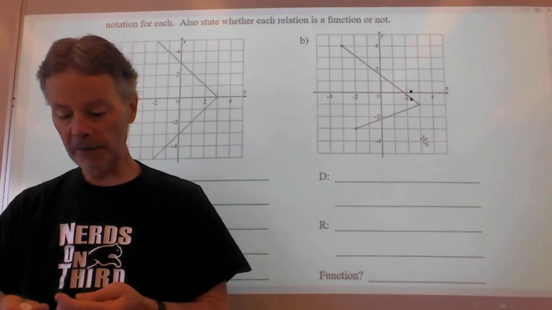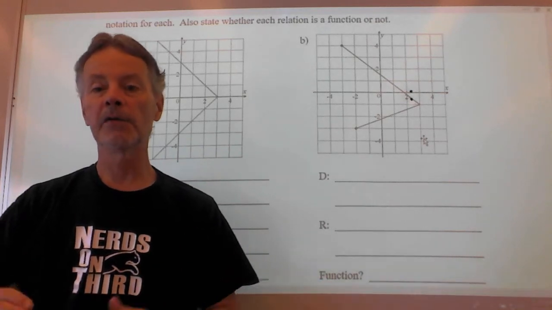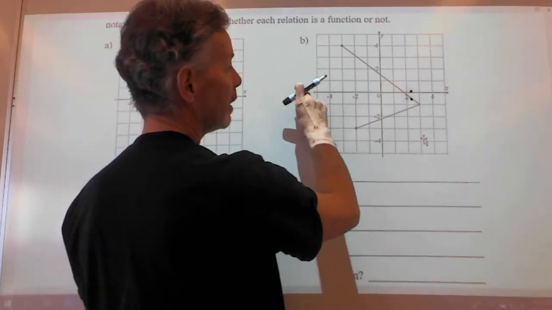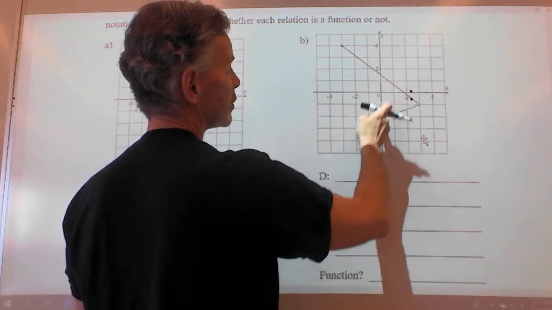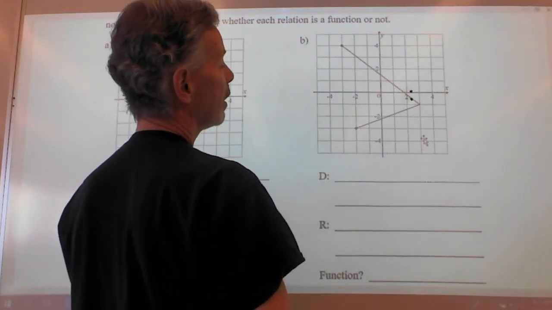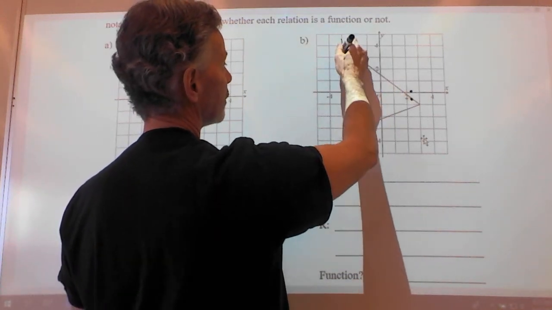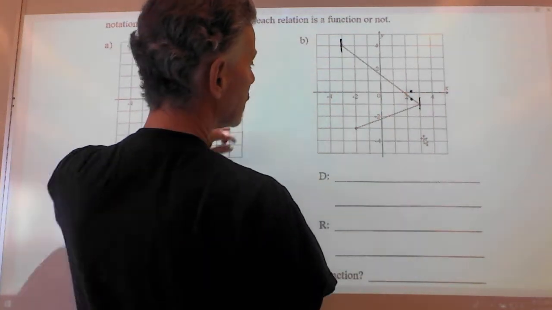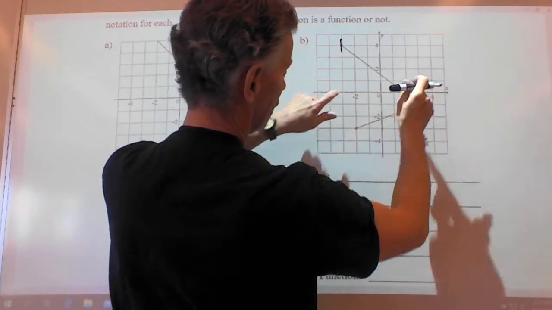Remember, when you're looking for domain, you're looking for the extremes to the left and right. Range, you're looking for the extremes up and down. Because domain has to do with your X, which is the left-right, and range has to do with your Y, which is the up-down. So we'll start with domain. Again, just always look, what's the furthest to the left? It's right here. And the furthest to the right is right here. So that means your domain goes from -3 to +3.